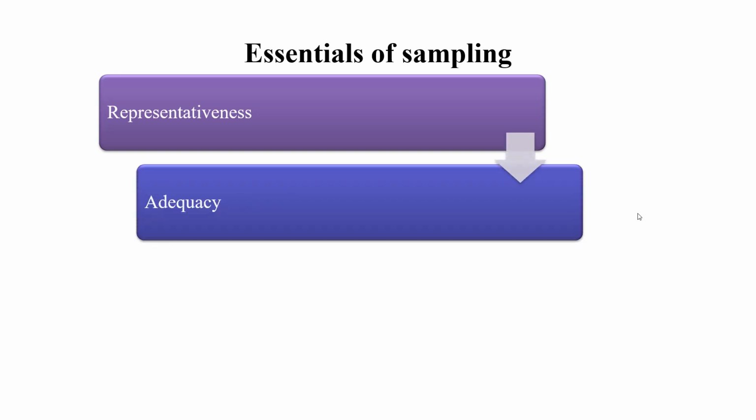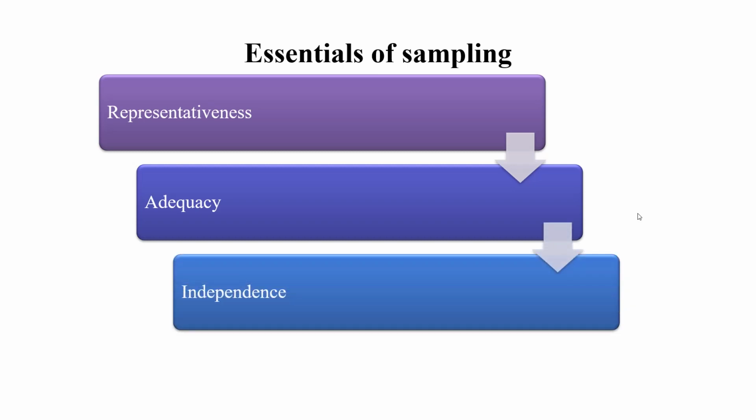So what are the essentials of sampling? The sample should be representative of the universe. Otherwise, the results obtained may be misleading. As we said, we are going to make inference about the population, so whatever sample we select should represent the population. And adequacy: the size of the sample should be adequate. Otherwise, it may not represent the characteristics of the population or universe.